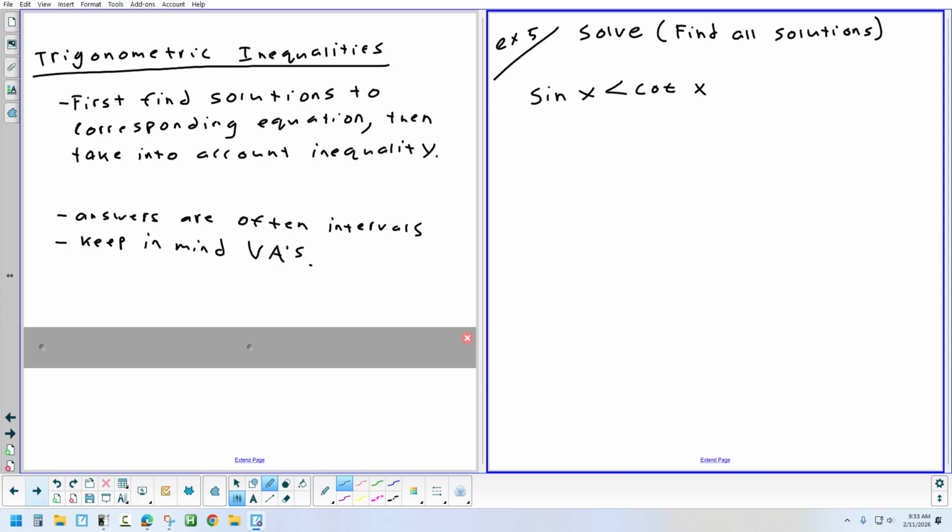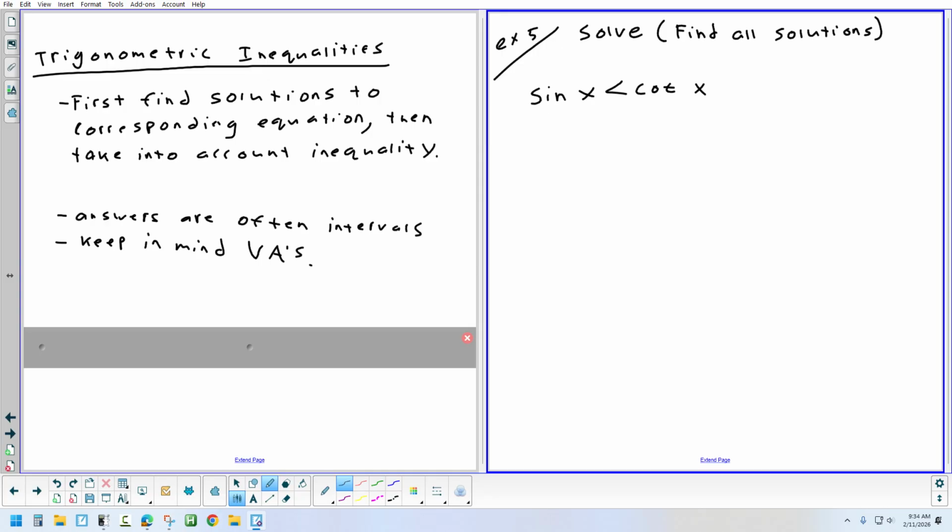Okay, so let's try this one. Find where the sine is less than the cotangent. So let's leave it like that. Let's do this one as an intersect problem. So I'm going to put a y1 and a y2. I could do it as a root problem just as easy, but let's do it as an intersect.